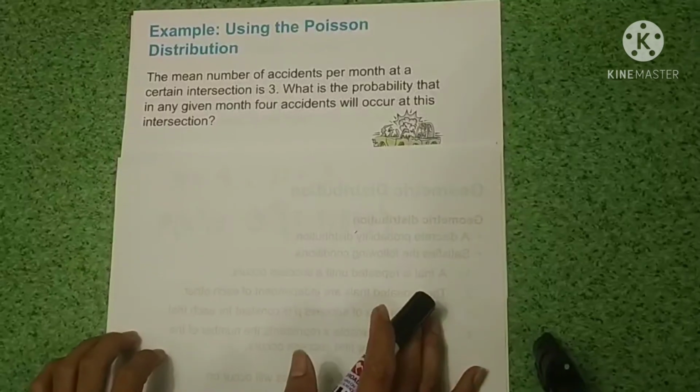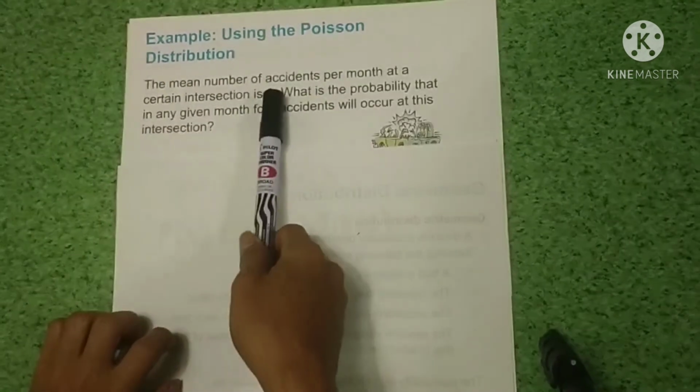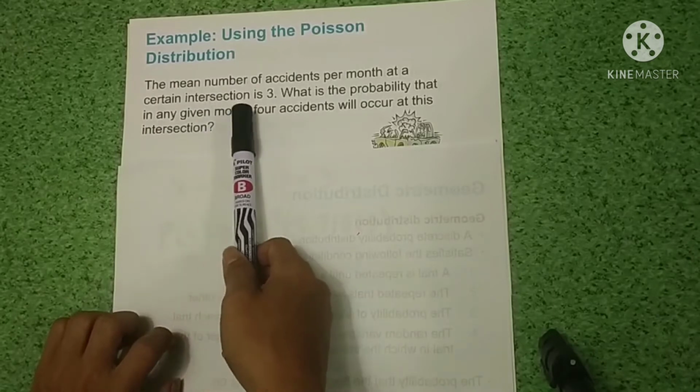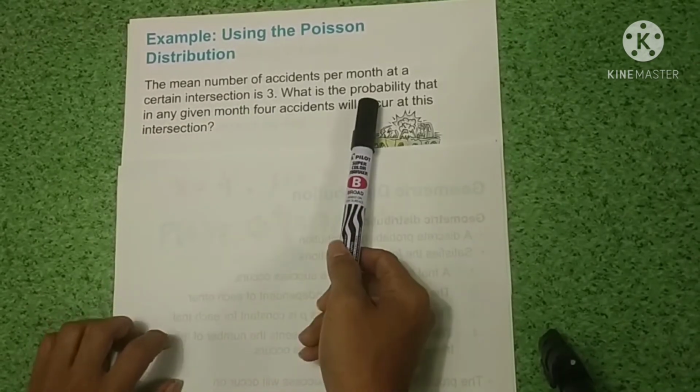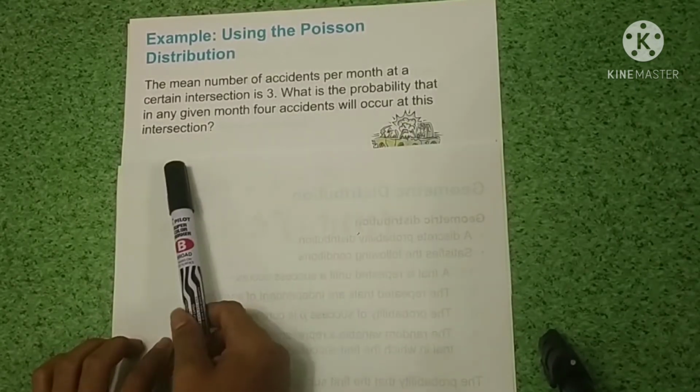For the Poisson distribution, the probability of exactly x occurrences in an interval is P of x equals mu to the power of x times e to the power of negative mu, over x factorial, where e is equal to 2.71828 and mu is the mean number of occurrences. Here is an example of Poisson distribution. The mean number of accidents per month at a certain intersection is 3. What is the probability that in any given month 4 accidents will occur at this intersection?